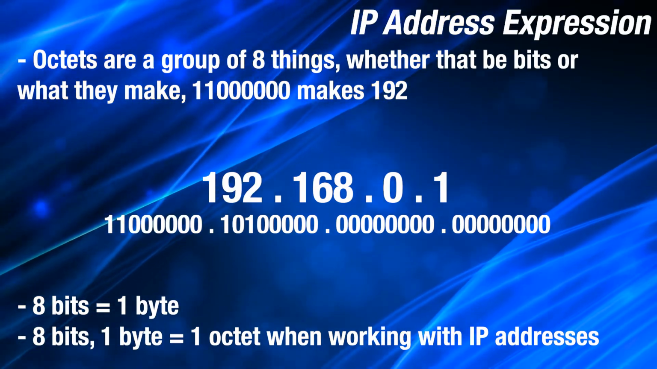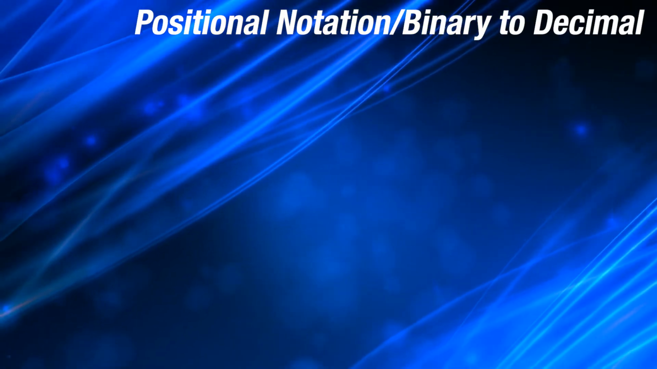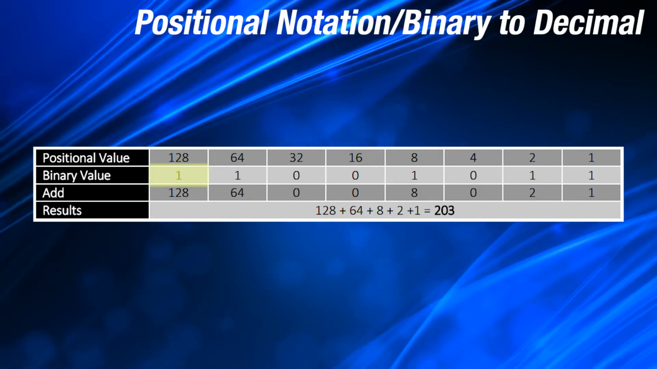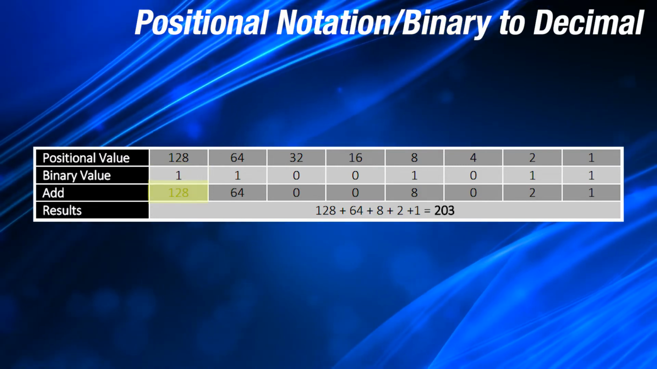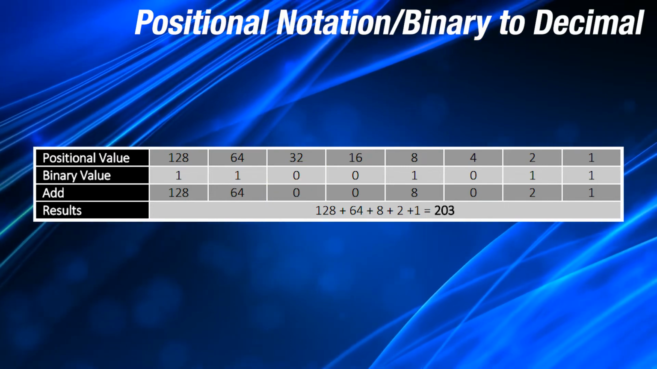Working with binary can be challenging. However, the simplest way to understand it is the use of positional notation. Positional notation is when the position of the digit reflects the value. For this chart, if there is a 1 here, then this value exists. If there is a 0 here, then this value does not exist.